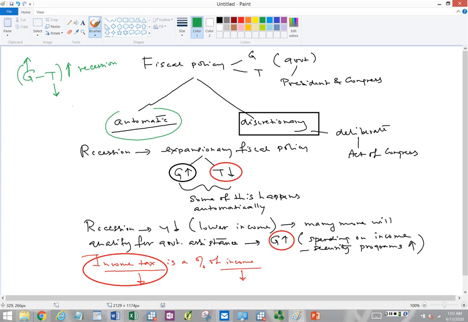What about the opposite of a recession? What about when there is an economic expansion? A boom, in other words. So when there is an economic expansion, then G is going to go down and T is going to go up. There will be fewer poor people eligible for government assistance. The government spending on income security programs will go down, and people's incomes will rise, and therefore the government's income taxes will rise. Taxes being a percentage of people's incomes. Correct? So this would cause G going down and T going up. Well, both of these would cause the budget deficit to go down.